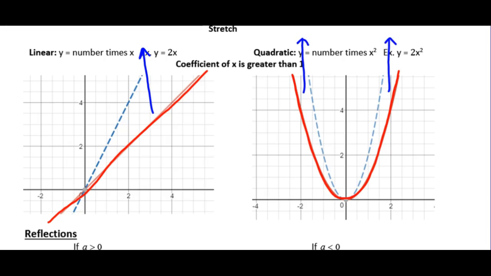How do you know from the equation? Well, you're going to have a number in front of x that is greater than 1. It could be a fraction. It could be 5 halves. But it's greater than 1. And that's how we know we have a stretch.